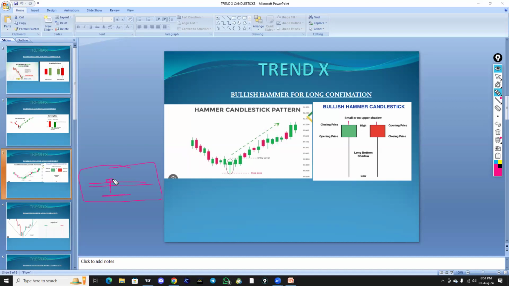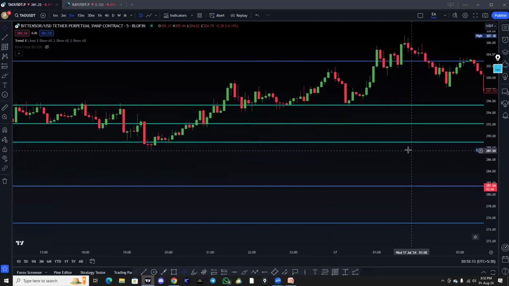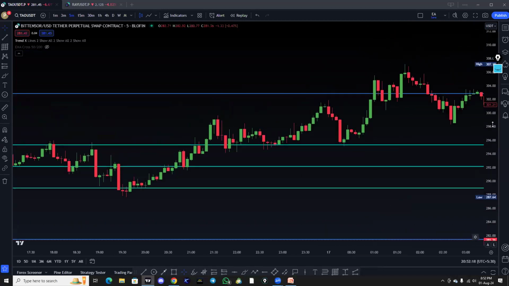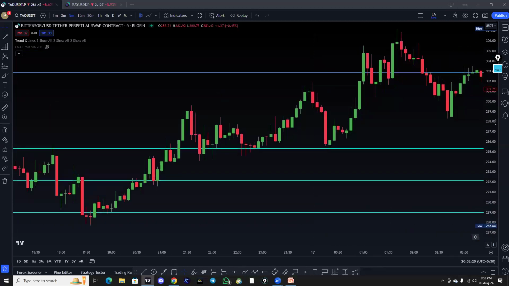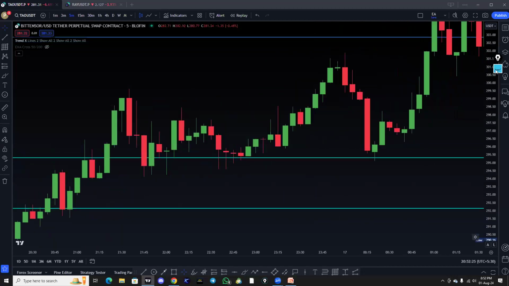Your target will be, if you are taking from support 1, then target will be trend X. If you are taking this trade from trend X, then your target will be previous day high and R1. Okay. So this is how it works. Now I'll show you how a hammer looks. Again, I'll show you a different two or three hammers. You should understand. Okay, I'm just showing you the candles.